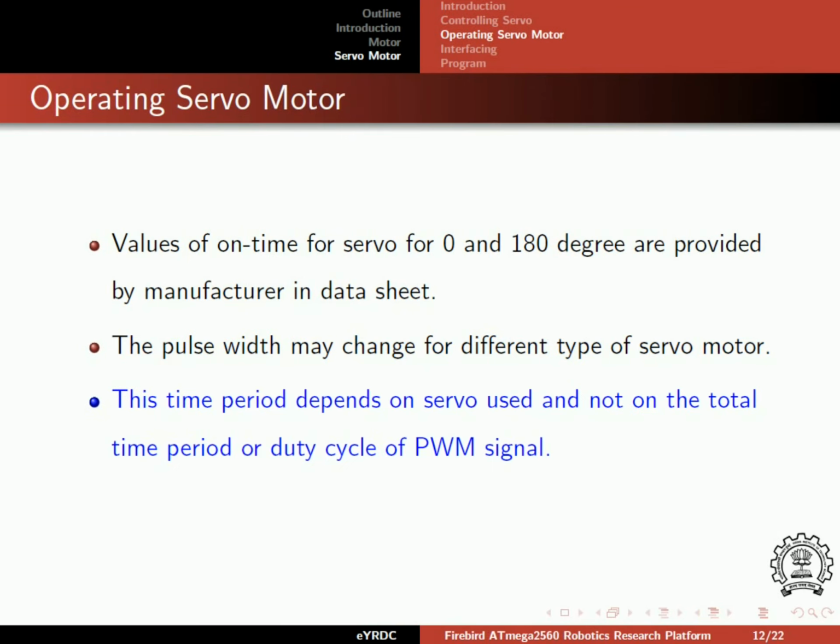This time period depends on servo used and not on the total time period or the duty cycle of PWM signal. Graph of the on-time period versus respective angle is linear, so values of the time period for the angle other than this can be easily calculated by getting the equation of the line from the given two values.